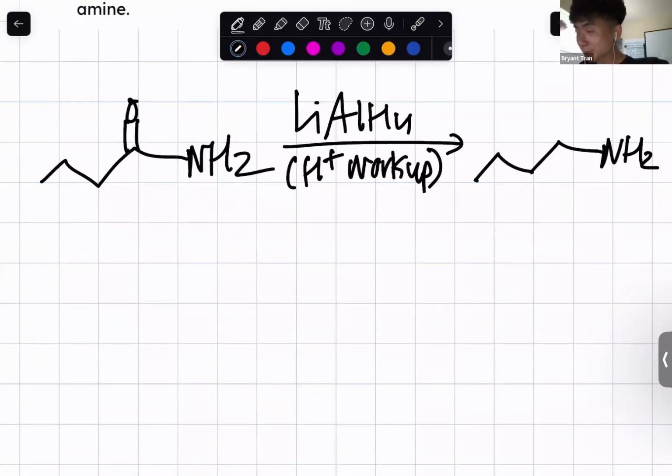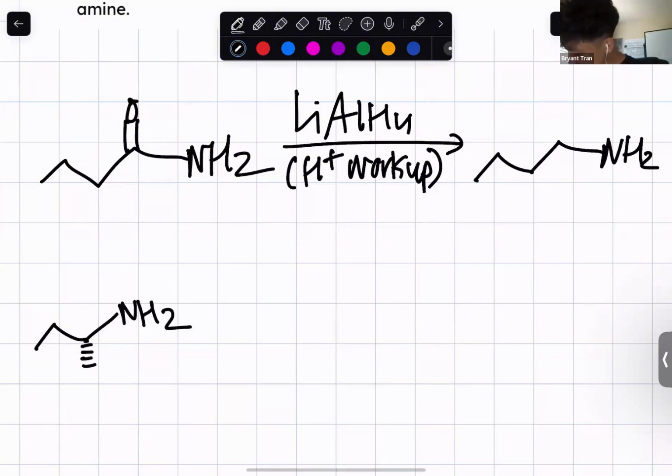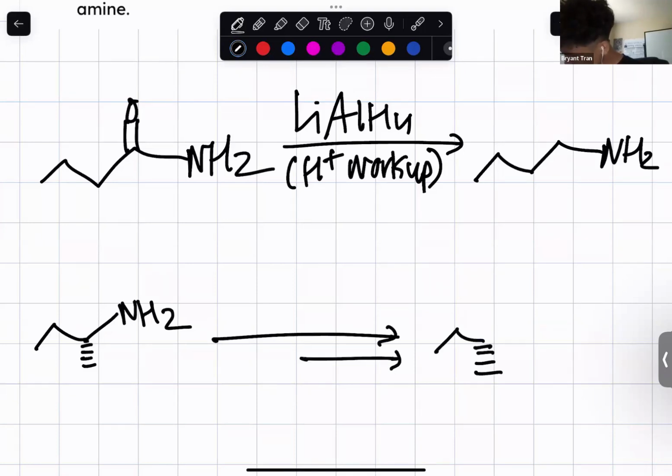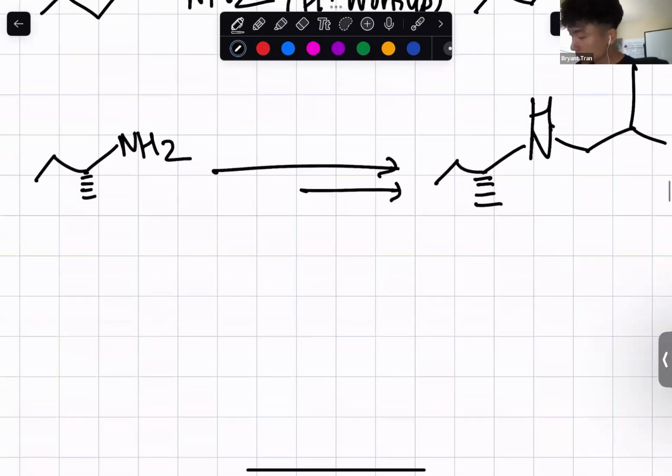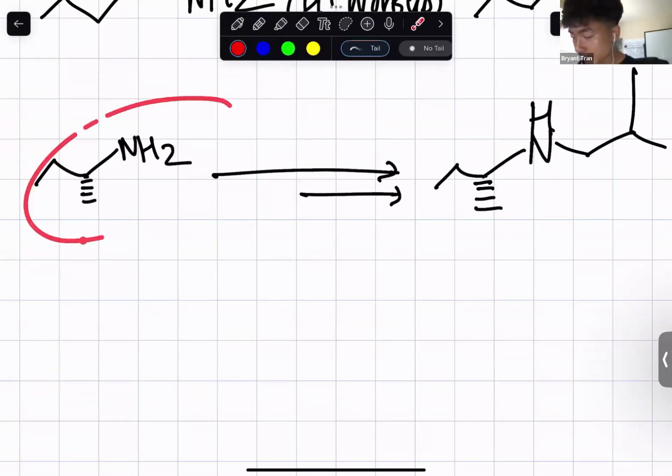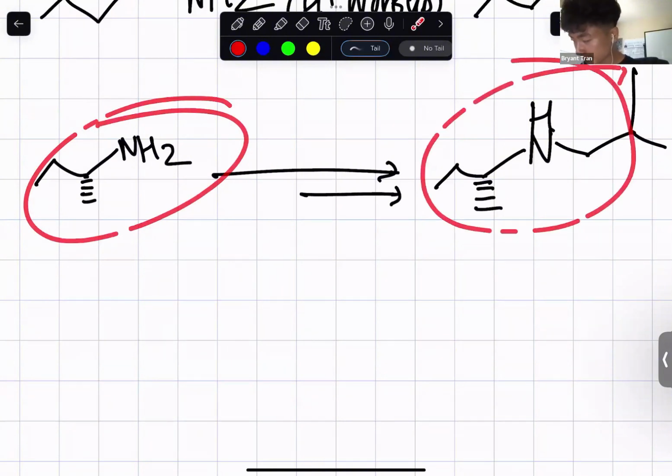Now let me give you a synthesis problem that is all midterm 1 material, right? So let's say we have this and H2 and synthesis. We want to get into something like this, like that, with a hydrogen up there. Okay, so we see that we came from a primary amine into a secondary amine.